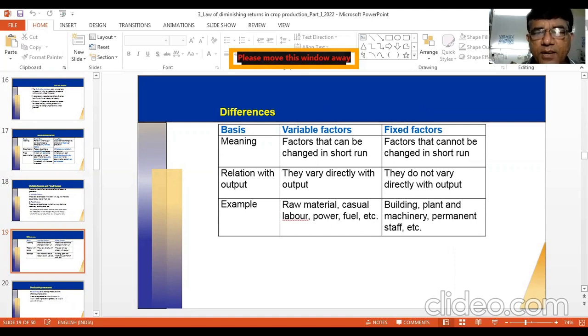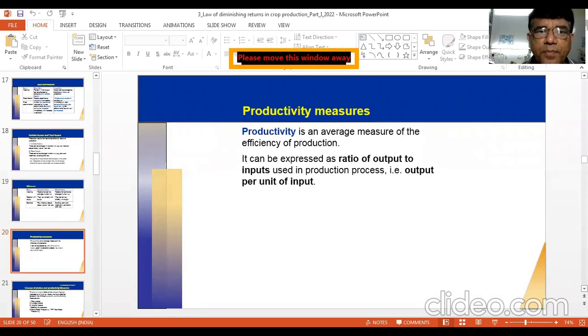Relation with output: these variable factors vary directly with the output. Generally, more output, more variable factors. And fixed factors do not vary directly with the output. For example, raw material, casual labor, power, fuel are variable factors, and fixed factors are building, plant and machinery. Permanent staff is also considered a fixed factor.